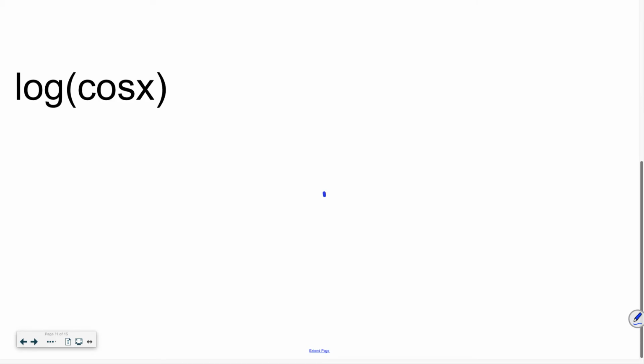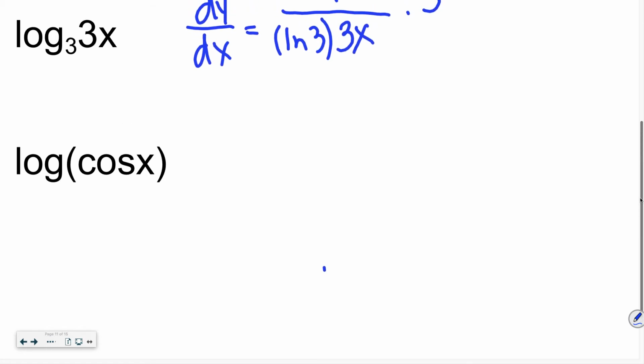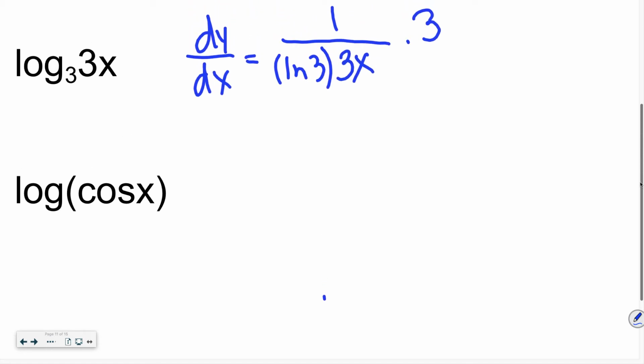How about this one? First of all, what's our base? 10. If there's no base, we assume it's 10. That's the common base. That's what's in your calculator. So go ahead, you try this derivative without me. Take like 20 seconds. Talk about it with your pod if you would rather, or write it down.